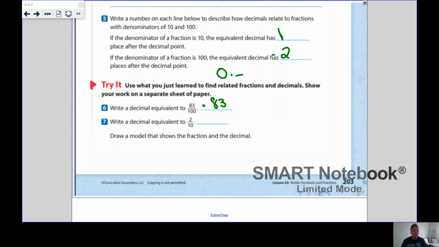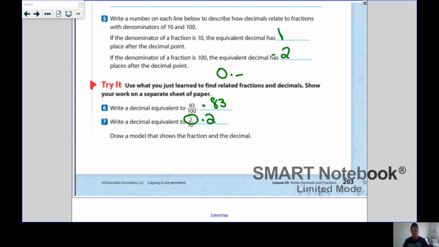Write a decimal equivalent to 2 tenths. Now again, we look at number 5, we see that the denominator of the fraction is 10. So it's going to have one decimal place, or we're going to have 1 place after the decimal. So only 1 number is going to be after the decimal. So we start with your decimal. And then our number right here, it tells us what it's going to be. And because it's tenths, we're not going to add a 0 because that means we're working in the hundredths. So your answer should be 0.2.